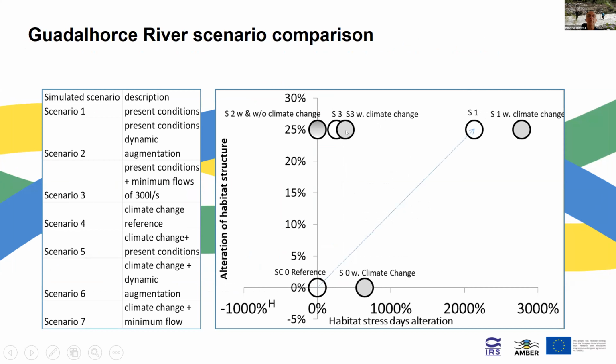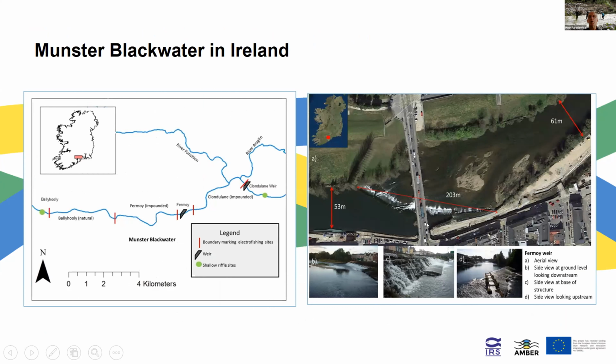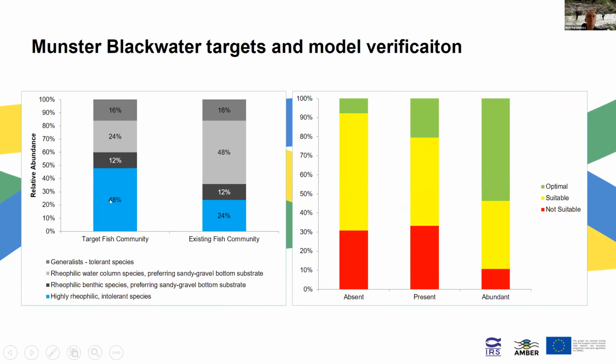Third project, Minster Blackwater in Ireland, where the dam has fallen apart, and the debate was whether or not to replace this dam. The habitat model that we developed has shown that the existing fish community differs relatively strongly from the target. Again, model performance, on the other hand, was phenomenal. We had a lot of good habitats where we found a lot of fish.